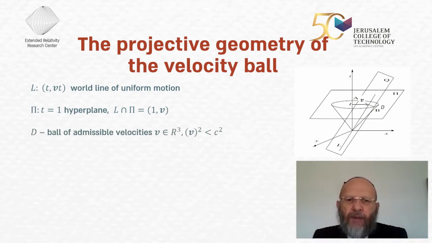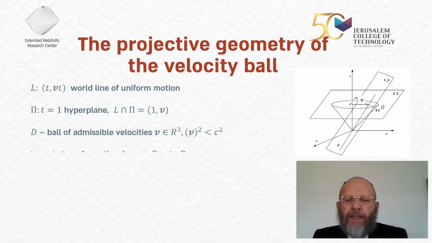The ball of admissible velocities, D, is the set of all v's for which v squared is less than c squared. That means the velocity is bounded by the speed of light. I choose units of time so that c equals 1.